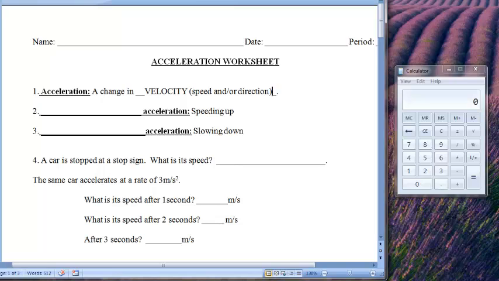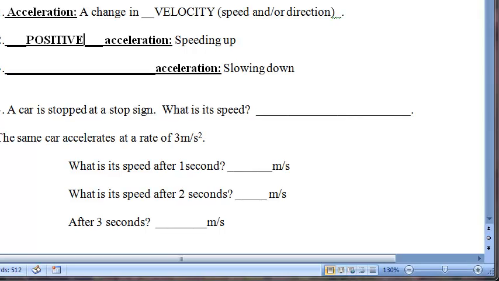There's two types of acceleration. Positive acceleration, which means speeding up, or negative acceleration, which means slowing down.